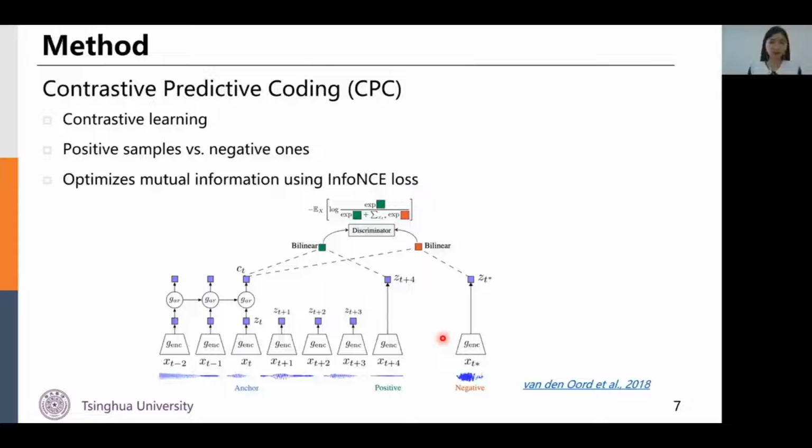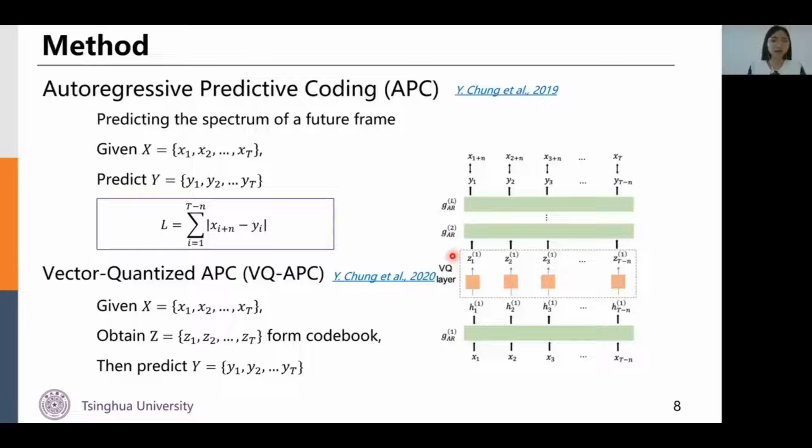Contrastive predictive coding is a contrastive learning method. The encoder extracts the embeddings which are imported to the context network. Then the network is optimized to discriminate the positive examples from the negative ones. Different from CPC, autoregressive predictive coding is a generative model. The objective is to predict the spectrum of a future frame. The L1 loss is usually used.